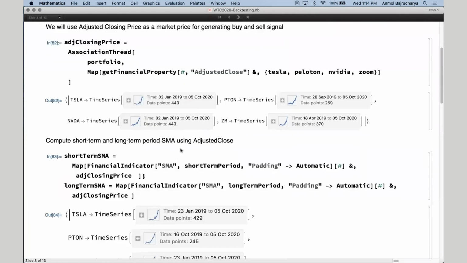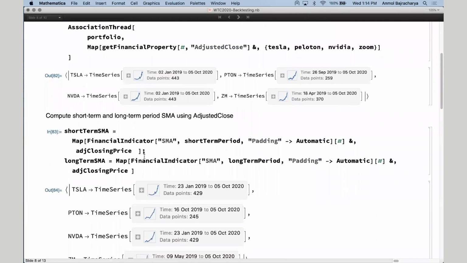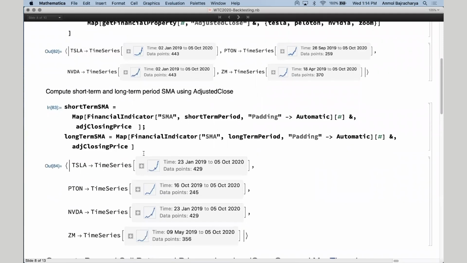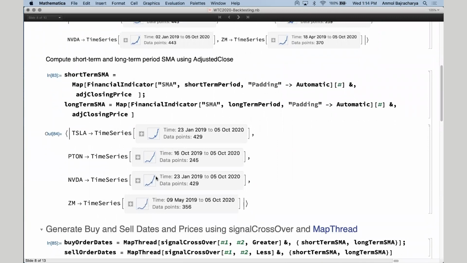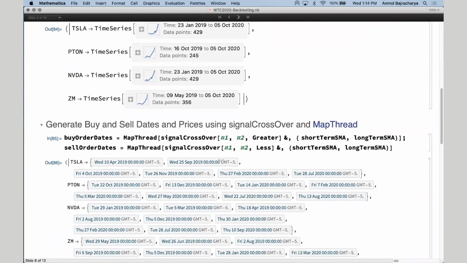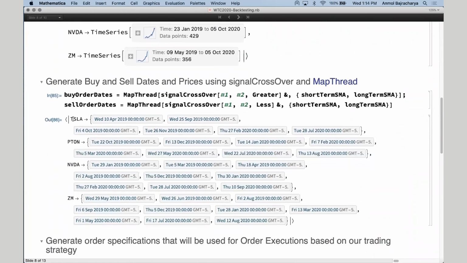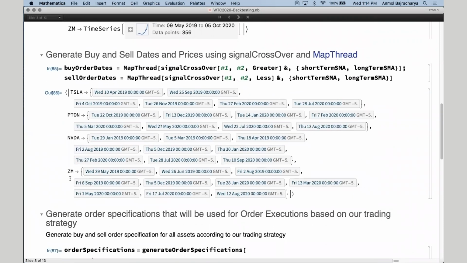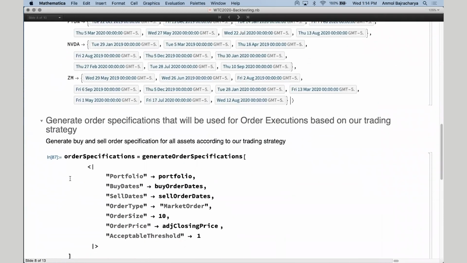for all the ticker symbols present in my portfolio, and then using financial indicators, I'm going to compute the simple moving averages for short term and long term. All of these are in association form, and then by using signal crossover, we can generate the buy and sell dates, which are also in the form of association. Once we have the buy order dates and sell order dates, we will use this information and our trading strategy, which is basically buying 10 shares of stock and selling 10 shares of stock.